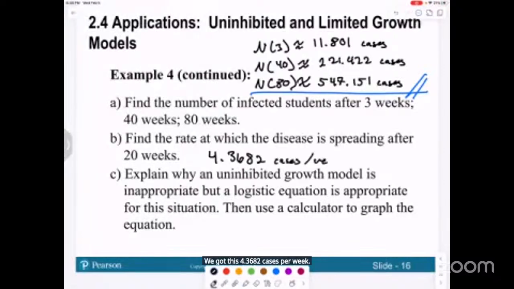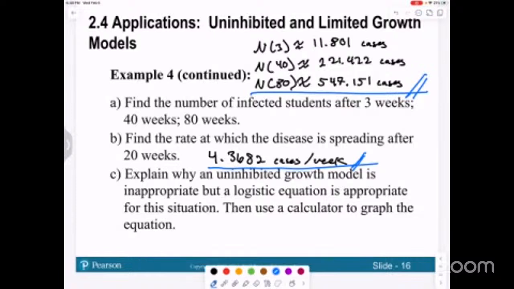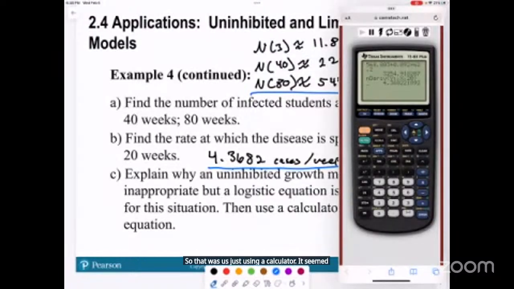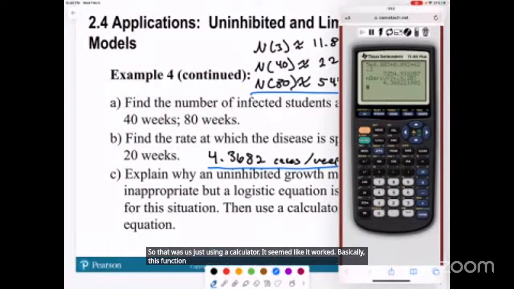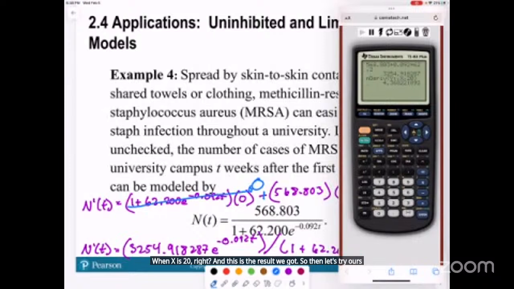And then what we can do is try our formula and see if we get the same result. So that was us just using the calculator. It seemed like it worked. Basically, we're saying we want to take the derivative of this original function with respect to x when x is 20, and this is the result we got. So then let's try ours and see if we get the same thing. I'll go to my y equals and put it in the second slot, as a function.